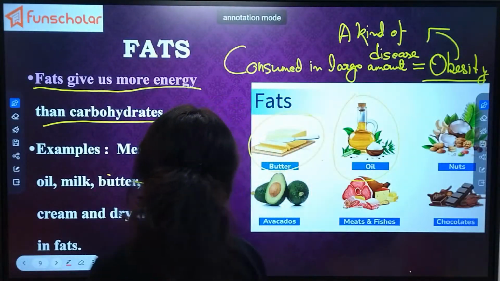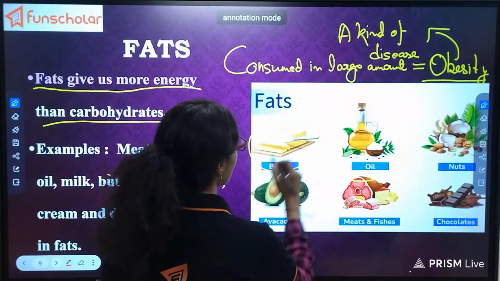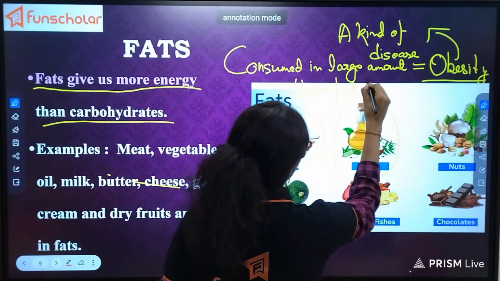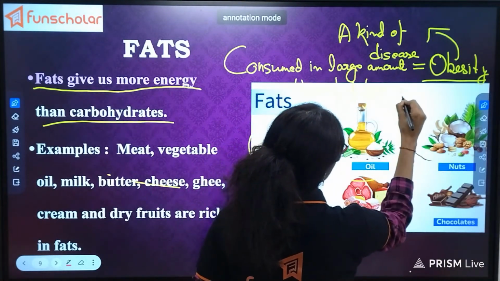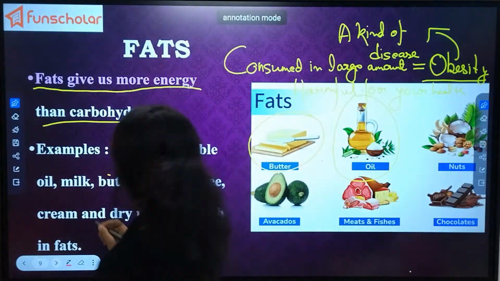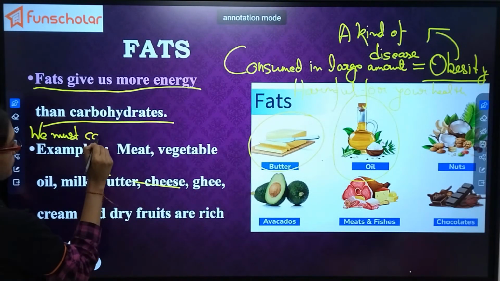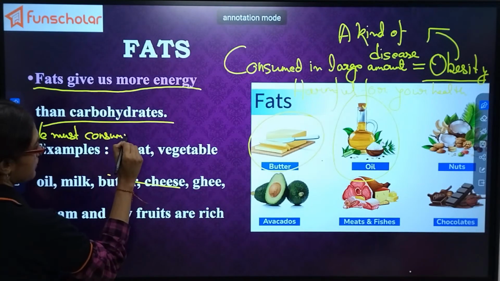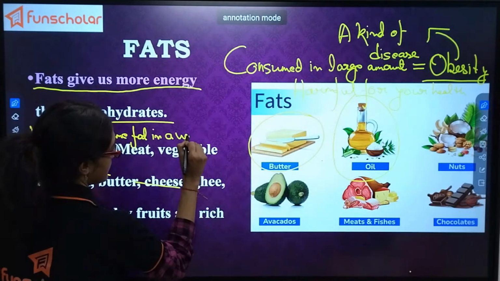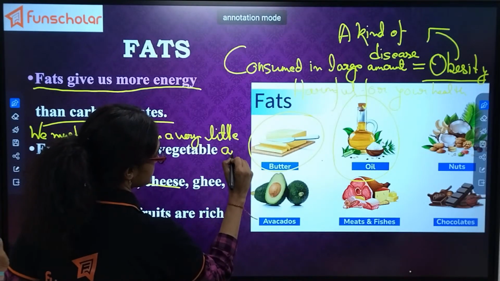Okay, that is why consumption of large amount of fat is what? Harmful for your health. So we must consume fat in a very little amount.